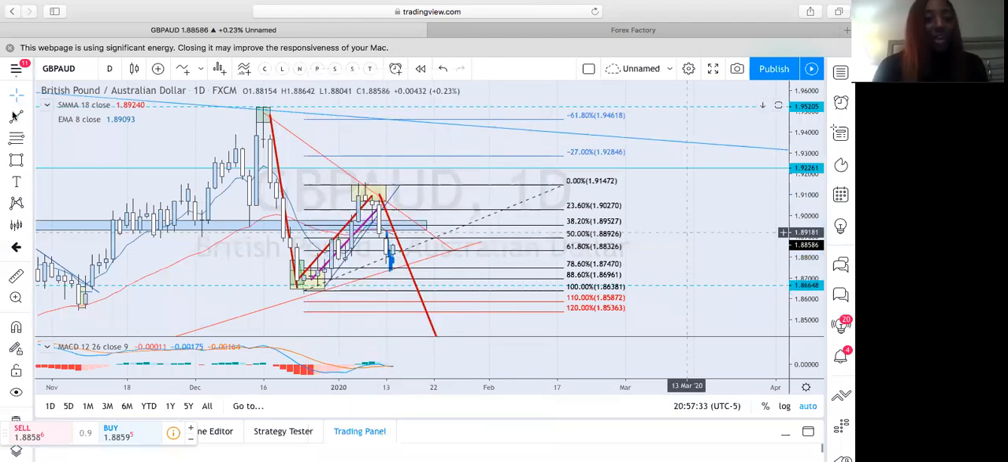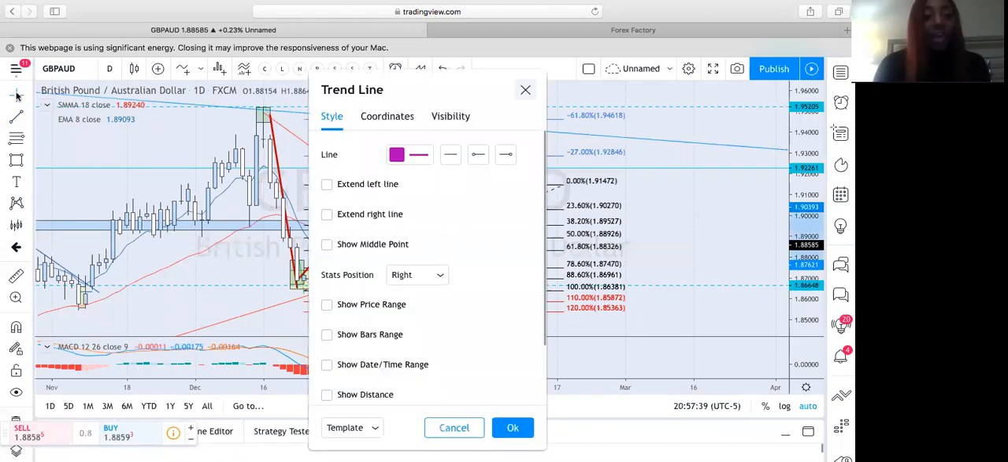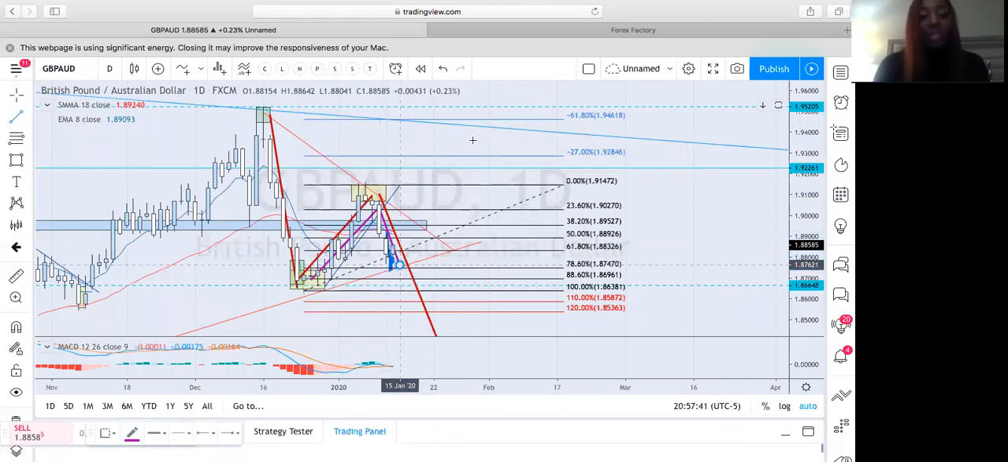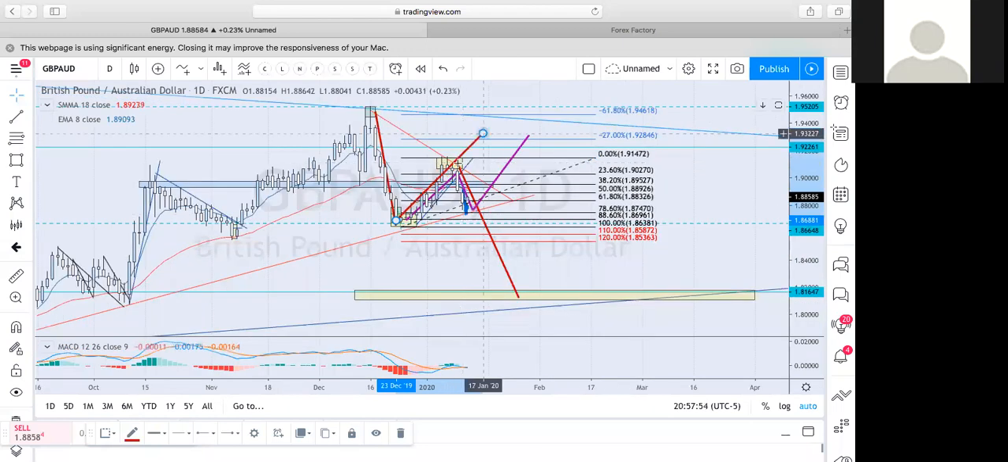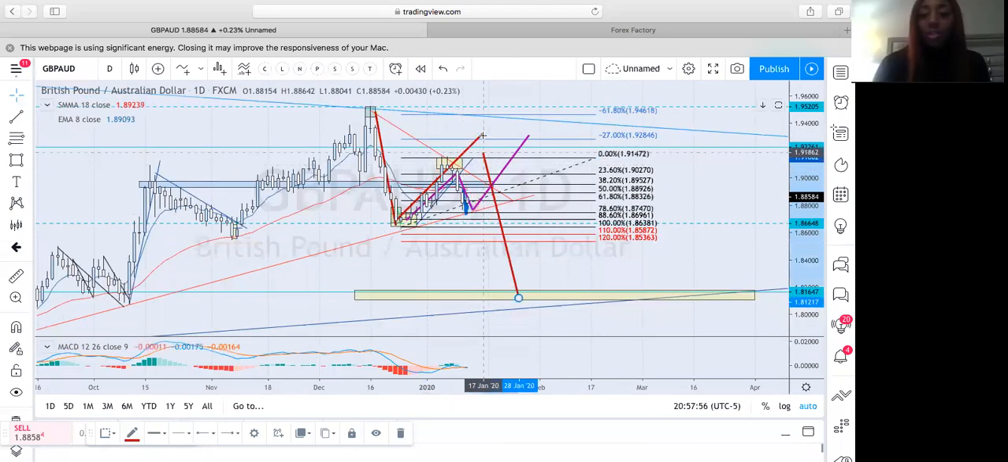Okay, so here, if that gets respected and that is direction, that could potentially come here. But remember, that's a counter trend trade. Does that make sense? Because I'm not trying to confuse anybody. But the overall structure would be this move here.